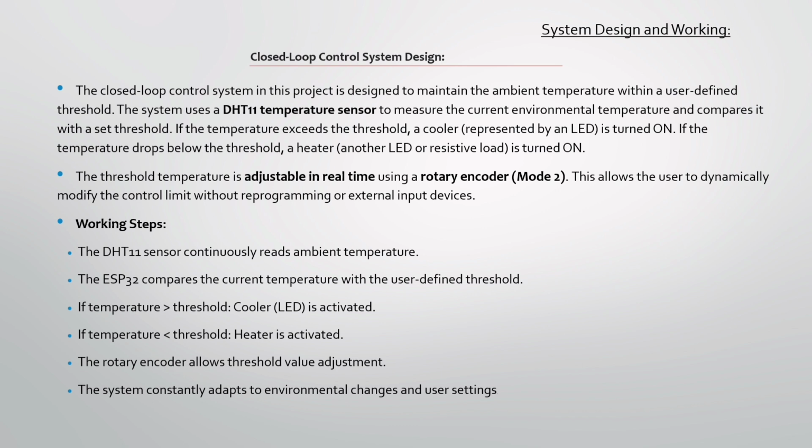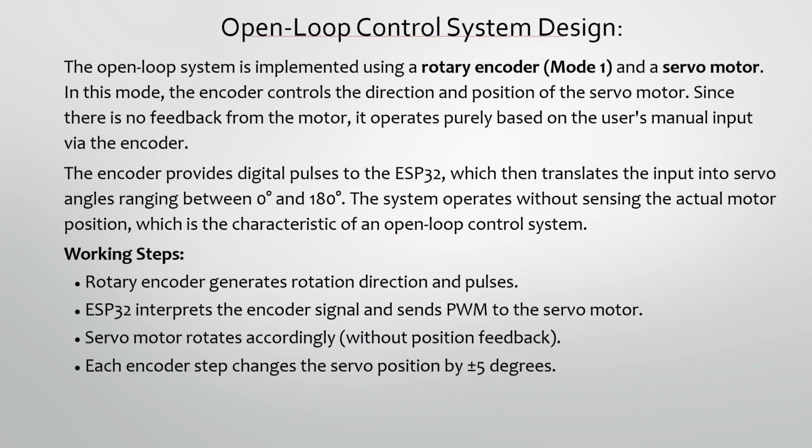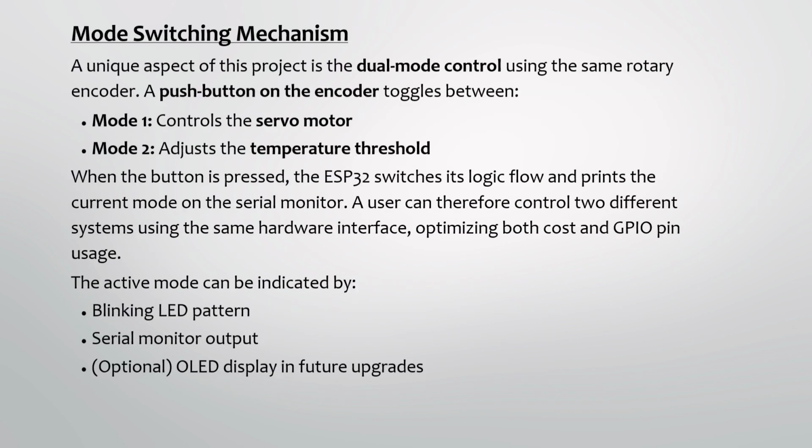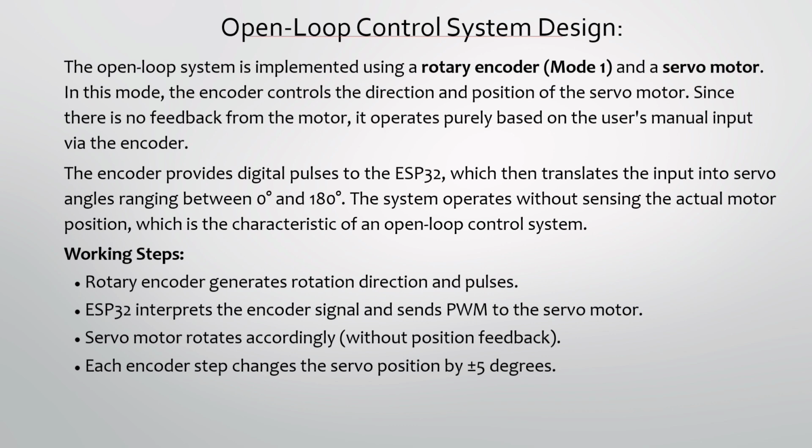Now, in the closed loop mode, the ESP32 reads ambient temperature via the DHT11 sensor. If the temperature goes above the threshold, a cooler, represented by an LED here, is activated. If it drops below, a heater is turned on. This mirrors how a real HVAC system works. Using the rotary encoder, users can adjust the threshold temperature in real time.